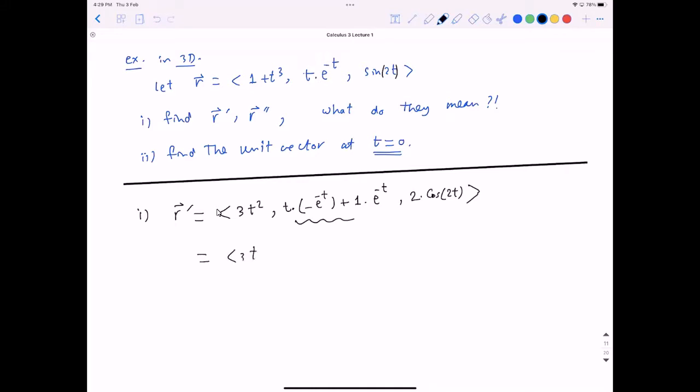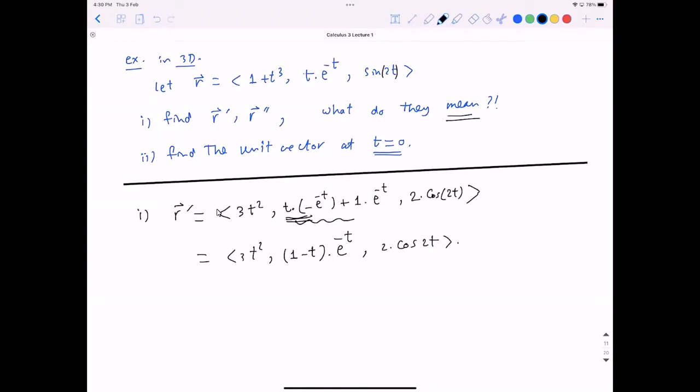So let's write it a nicer way. I take e to the minus t as a common factor, but put it on the right because this is a negative sign. So 1 minus t. Or you can write minus t plus 1, whatever you like. This is a bit nicer. So t squared, cosine 2t. What does this mean?